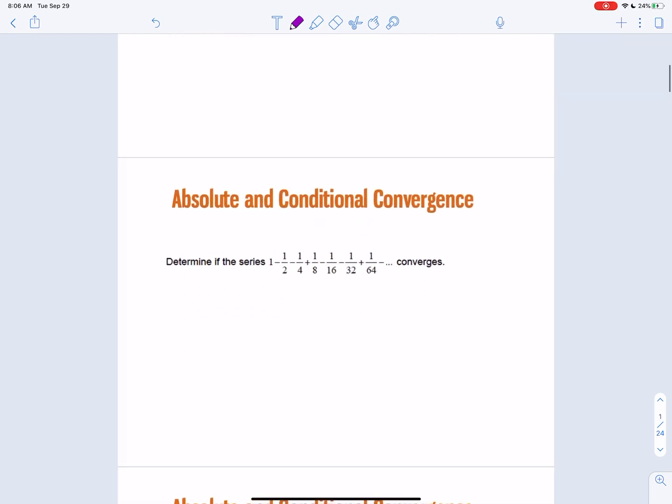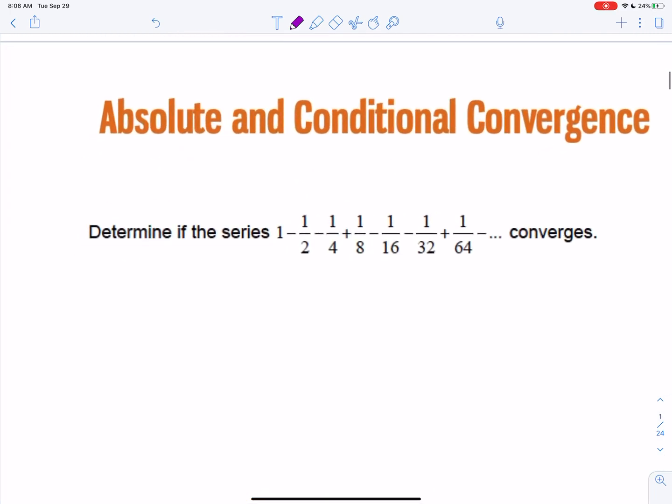So here we go. Go ahead and write this down here. Not necessarily our first example, but just an example that I want to show you guys first. So determine if the series 1 minus a half minus a quarter plus an eighth minus a 16th minus a 32nd plus a 64th, and so on, converges.